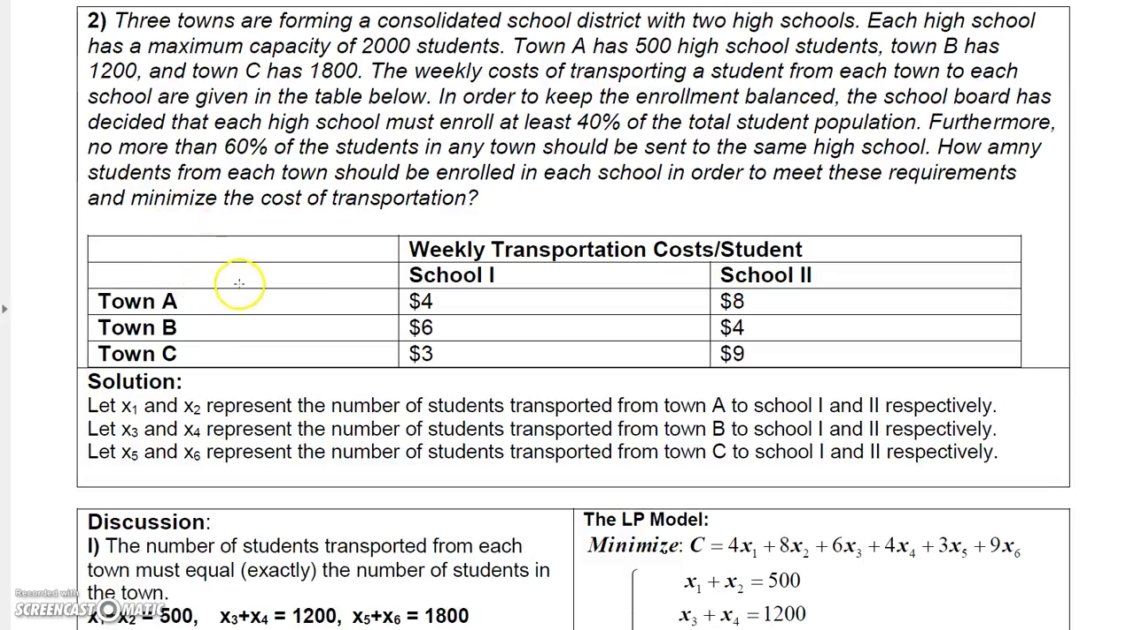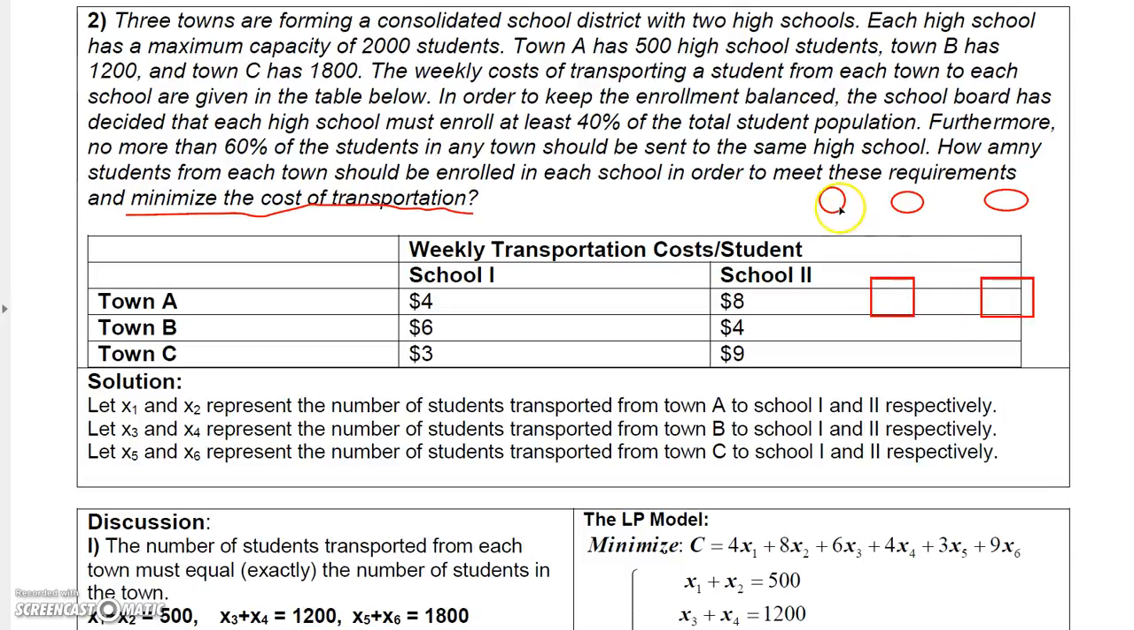Basically what we want to do is minimize the transportation costs, and we want to know how many students from each town should be enrolled in each school to meet these requirements. Now basically what you're doing is you've got 3 towns. I'll just kind of draw 3 little circles here. So you've got 3 towns, town A, town B, and town C. And you're basically redistributing the students to 2 schools. So we'll let the rectangles be the schools.